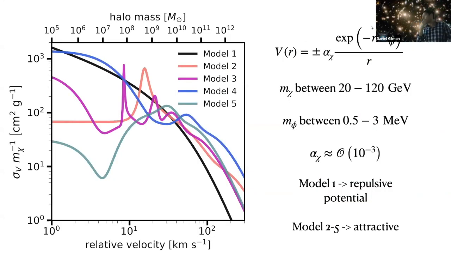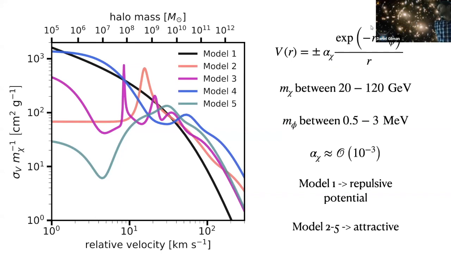So for what follows, I'm going to take 5 models, which are essentially 5 different frames from the movie I just showed you. And these are going to be representative of many of the different types of cross sections that emerge from this attractive long-range dark force. And they are representative in the sense that at low speeds, they have a variety of different behavior, right?